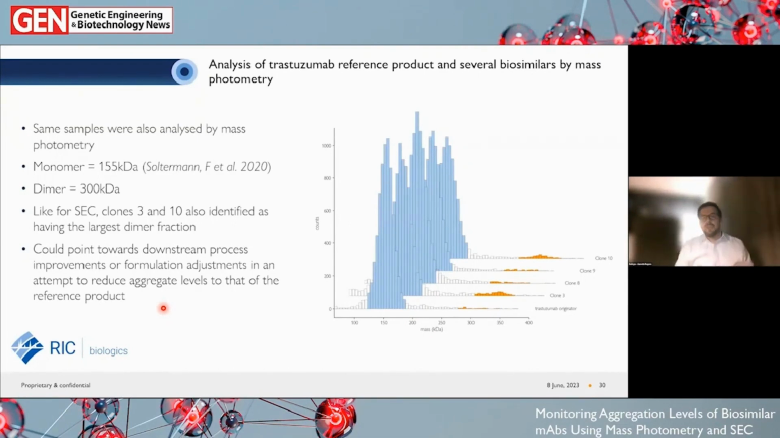But yes, there are a whole manner of other things that need to be considered, including the functional assessment of those clones as well. Maybe they were particularly good at binding the targets, and possibly they persisted with those 2 clones, but tried to then look at changing the downstream process with a view to reducing those aggregate or dimer levels to get it to more closely match the reference product.